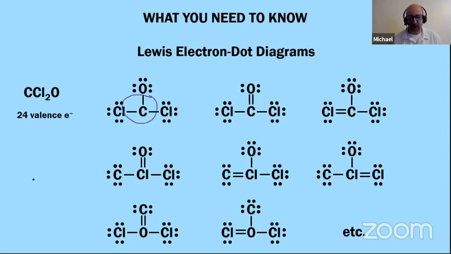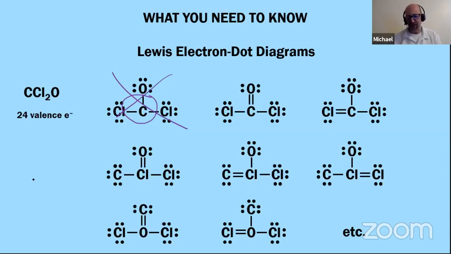Okay, so that one. But every other structure that's on the screen here actually has a full octet for all the atoms. So you might wonder, how do we decide how to draw these Lewis electron dot structures? And could there be more than one possible structure that would be considered correct? Well, there's several answers to that question.